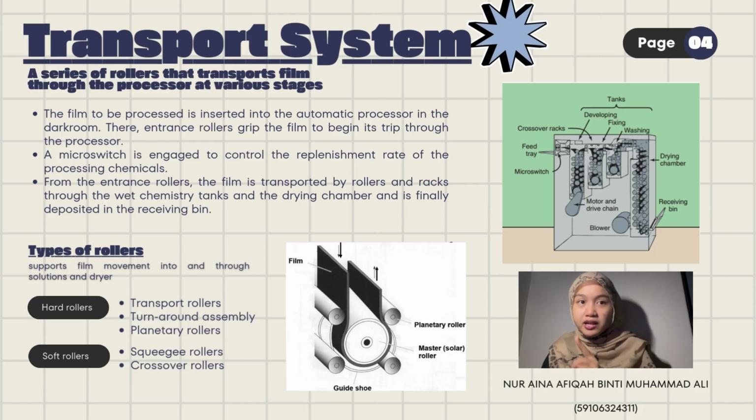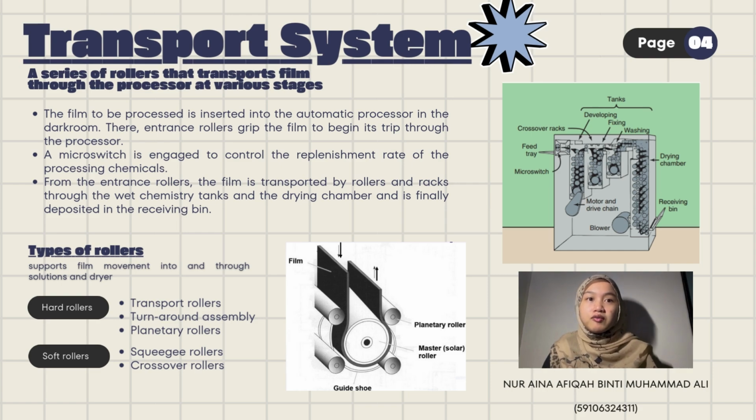From the entrance rollers, the film is transported by rollers and racks through the wet chemistry tanks and the drying chamber, and is finally deposited in the receiving bin. You always need to feed the film evenly using the side rails of the feed tray and alternate sides from film to film. It is to ensure even wear of the transport system components.